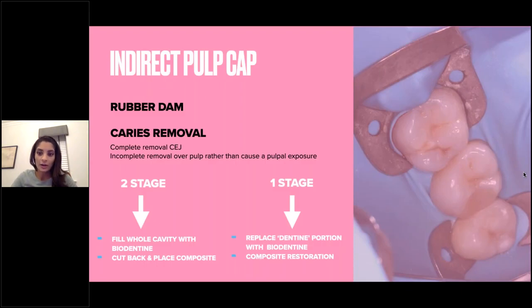Now I think actually that's not so much of an issue if you put quite a thick layer of Biodentine down. So don't use it in thin section, put at least a 2 millimeter layer in, and then I think that gives it enough time for the composite to not cause too many issues with it.